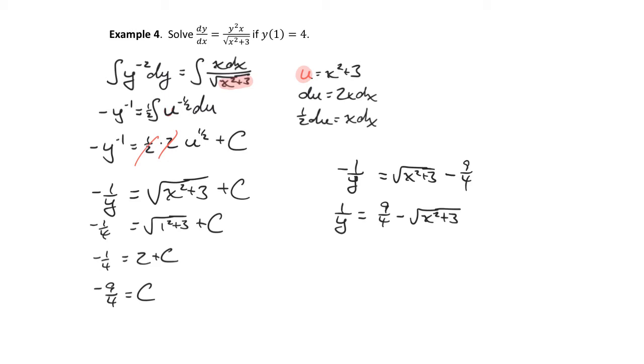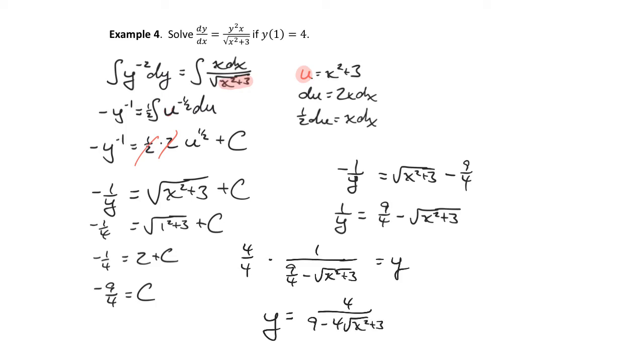And then if we multiply both sides by y and divide both sides by the right-hand side, we end up with 1 over 9/4 minus the square root of x squared plus 3 is equal to y. If you want to, you can multiply numerator and denominator by 4 to eliminate the fraction within a fraction. And so we would get 4 over 9 minus 4 radical x squared plus 3.